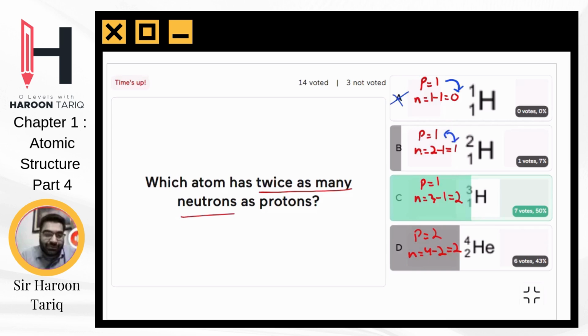In B, same protons and neutrons. We need double neutrons. B is out. In C, one proton, double of one is two neutrons. So twice as many neutrons as protons. C is the answer. In D, two protons and two neutrons. So same, not double. Double of two would be four neutrons. So D is out as well. The correct answer is C. If unclear, please let me know.